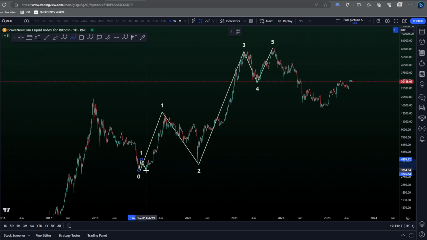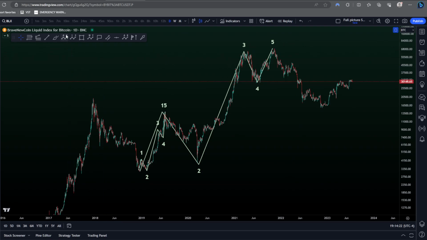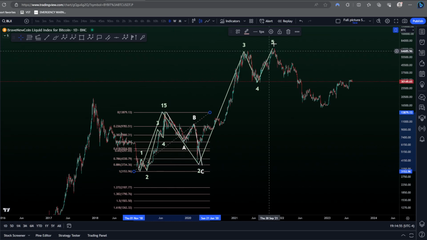Within these, you can see the fractal nature. 1, 2, 3, 4, 5. Done. For the sake of practicality, to make it easy, this could be a WXY. I don't know. I'm too lazy to count it, to be honest. You don't need to. But I have some type of A, B, C. Move that so we can see it. Correction. Ended up correcting. How far? Pretty deep. 786. That's a very, very deep correction. But it's still a correction, no matter what.